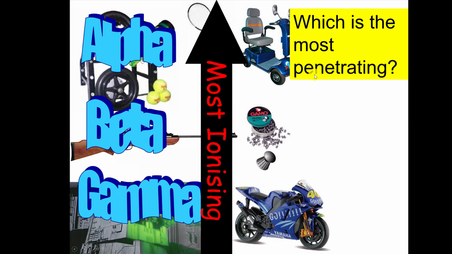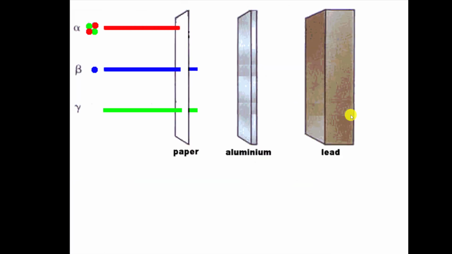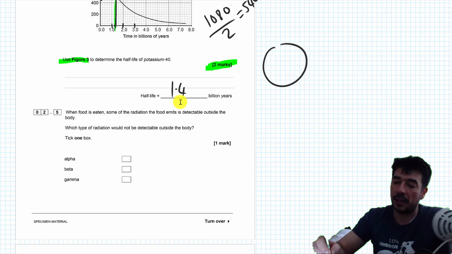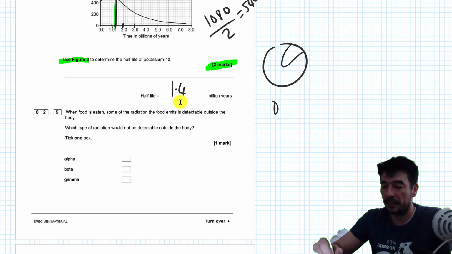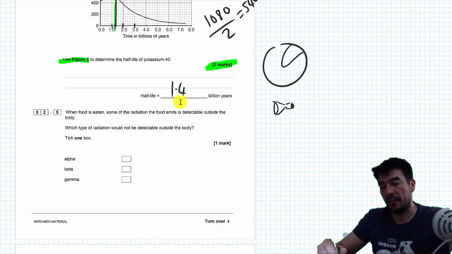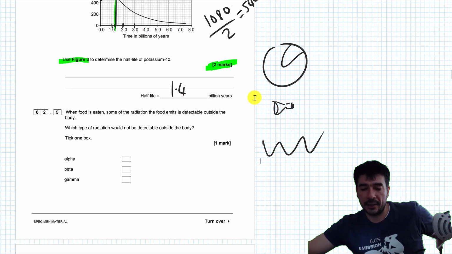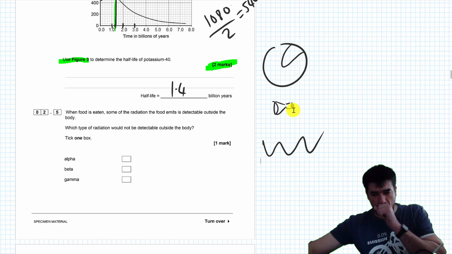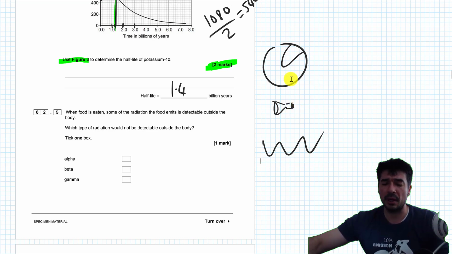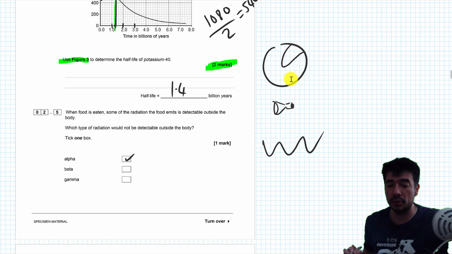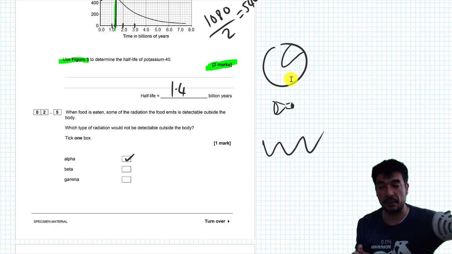So which is the most penetrating? Well, the gamma ray, or the laser cannon from Star Wars, would go through everything, and the alpha particle doesn't penetrate a piece of paper, or the tennis ball wouldn't penetrate a piece of paper. So gamma rays can penetrate anything, beta particles are better at penetrating than alpha particles, but still not great. Maybe just make it aluminium. Alpha particle can't make it out of anything, so you could not detect the alpha particle outside of the body.